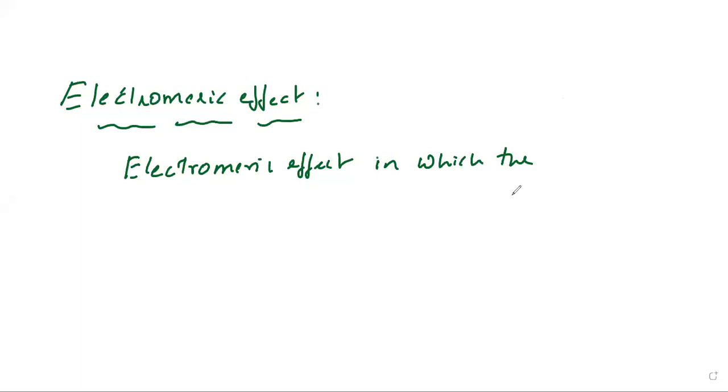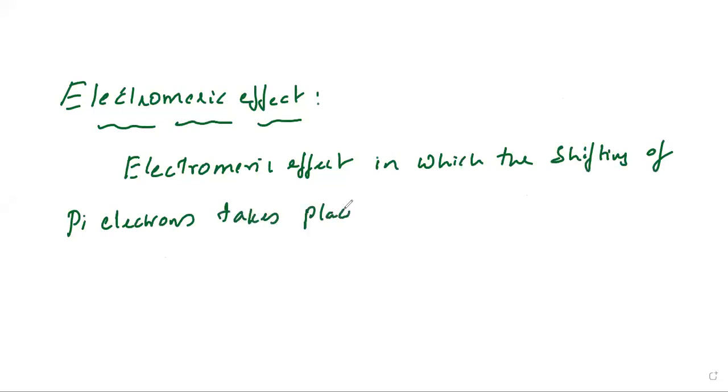Electromagnetic effect is the effect in which the shifting of pi electrons takes place towards the attacking reagent.